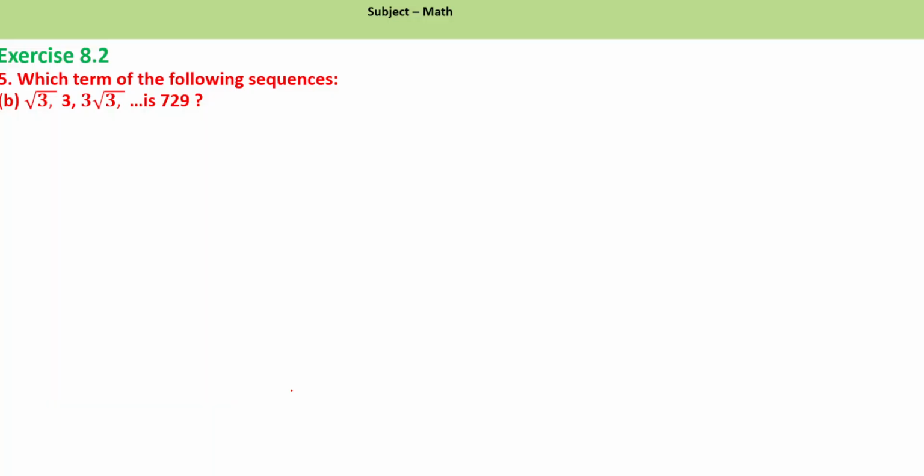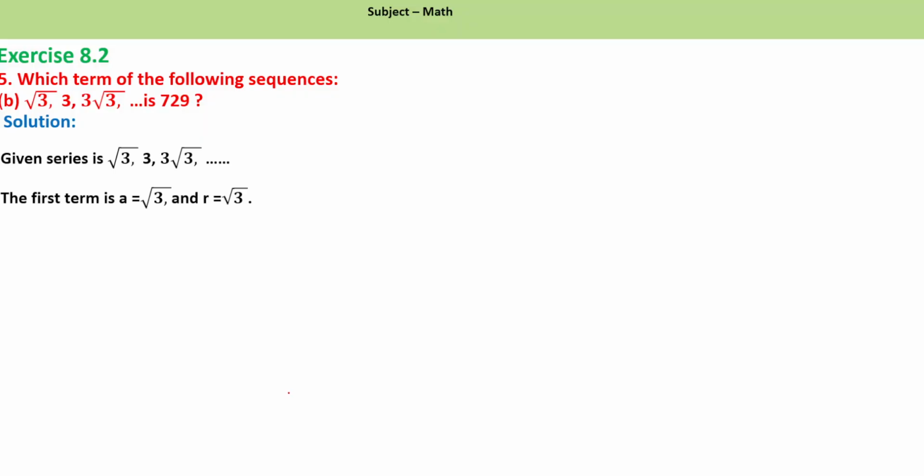Let us solve 5b. Which term of the sequence root 3, 3, 3 root 3 is 729? Here, given series is root 3, 3, 3 root 3 and so on. So, the first term here is root 3, that is A is equals to root 3, and r is equals to second term divided by first term. So, 3 divided by root 3 is root 3. Therefore, r is equals to root 3.